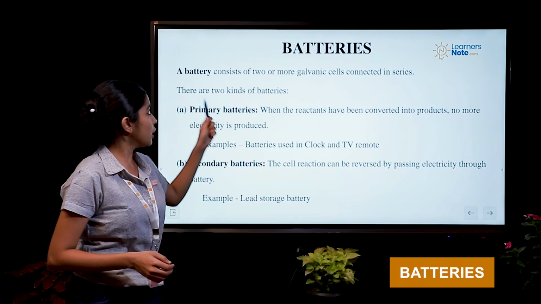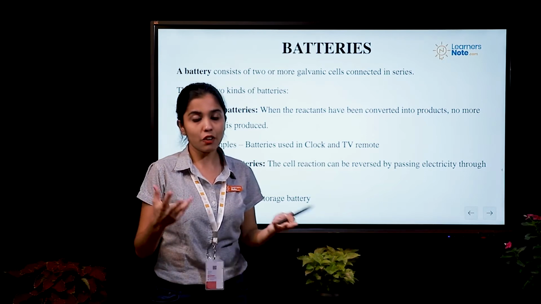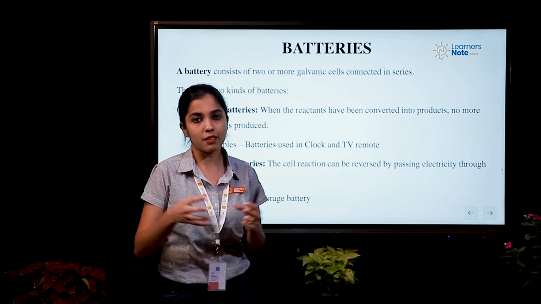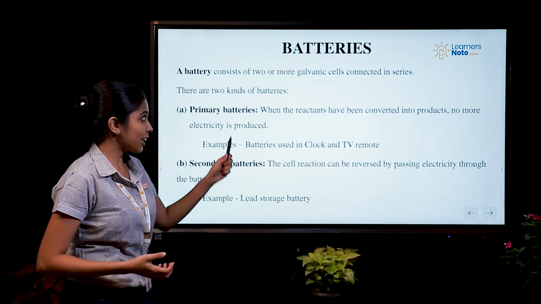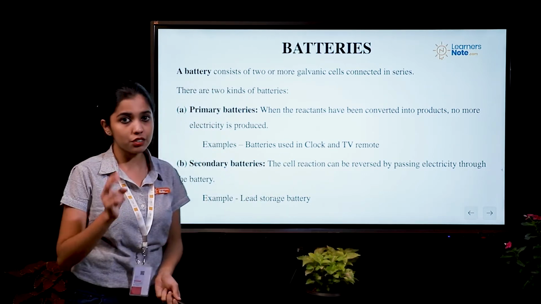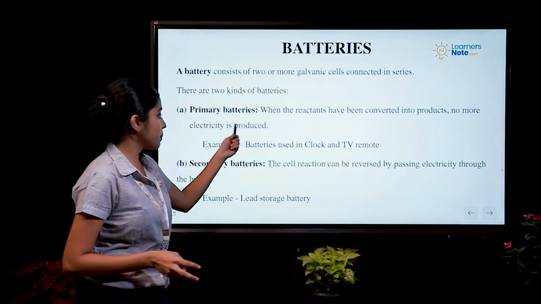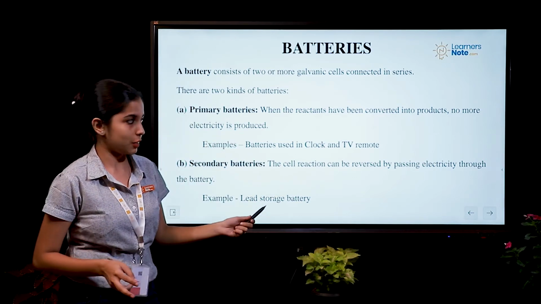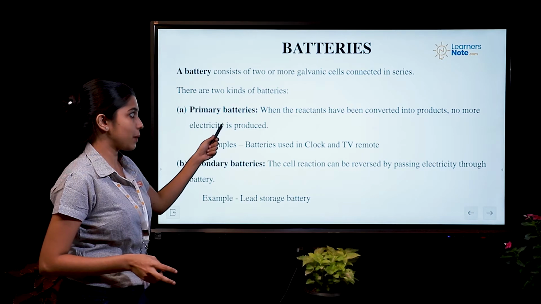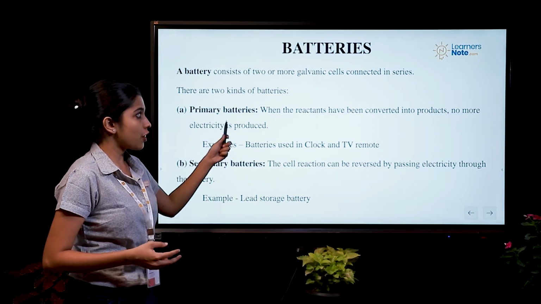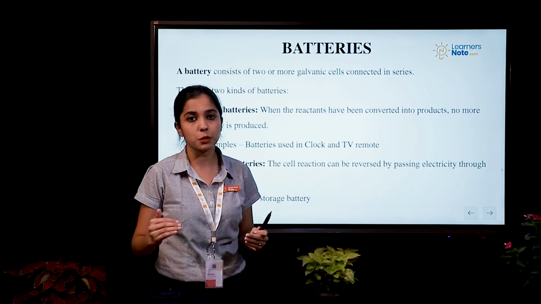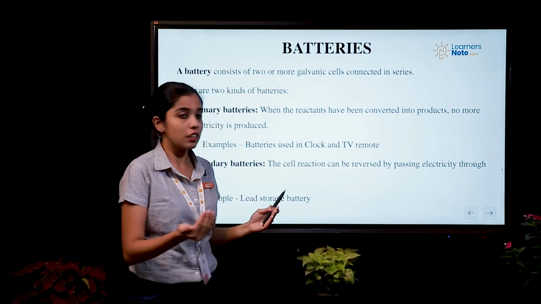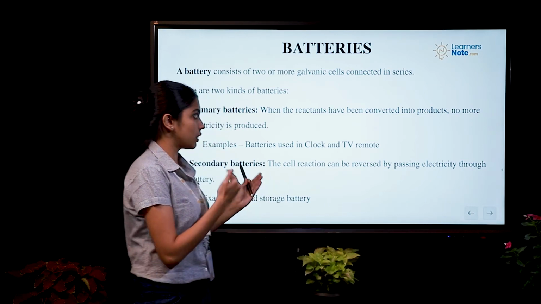In batteries, the basic idea is that you are connecting a few galvanic cells together, and that will give you what is called a battery. Now again, battery is classified into two categories: primary battery and secondary battery. In a primary battery, what happens? Your reactants are converted to products, and once that reaction takes place, there is no going back. You cannot reverse the reaction.